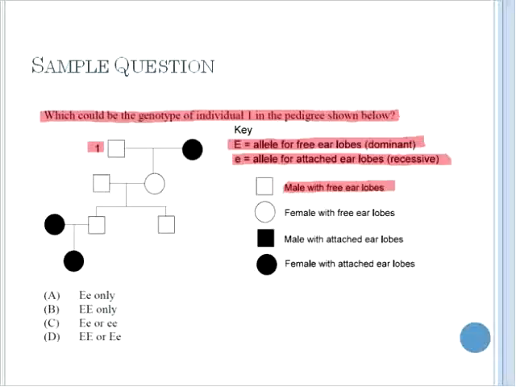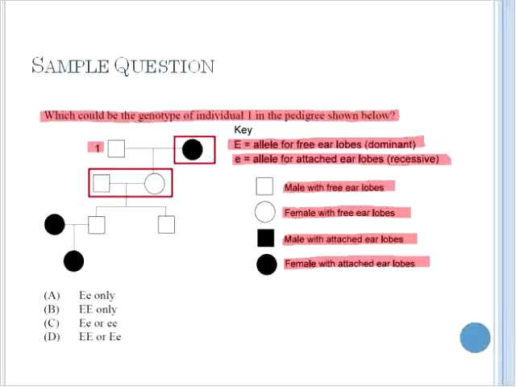Solid square, male with free earlobes, the dominant trait. Solid circle, female with free earlobes, the dominant trait. Attached: shaded square, attached male; shaded circle, attached female. As you can see, individual 1 has a child with a female who has attached earlobes. Their daughter has 2 sons, all of whom have free earlobes.